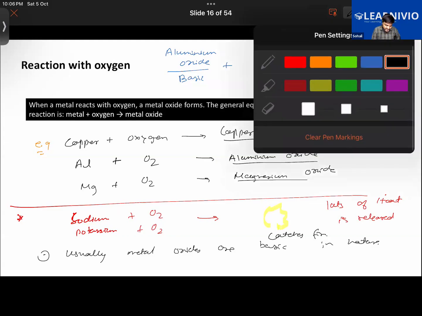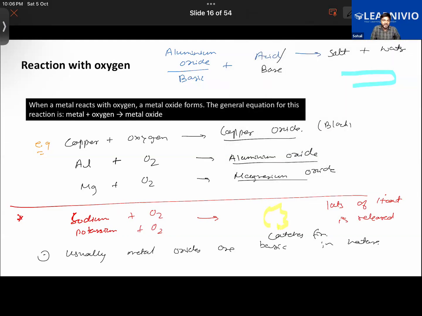So such metallic oxides are called amphoteric oxides. What do we call them? Amphoteric oxides. So we have exceptions, and they are called amphoteric oxides, which react with both acids and bases to give salt and water. We have the example of aluminum oxide. Hope you are getting it.